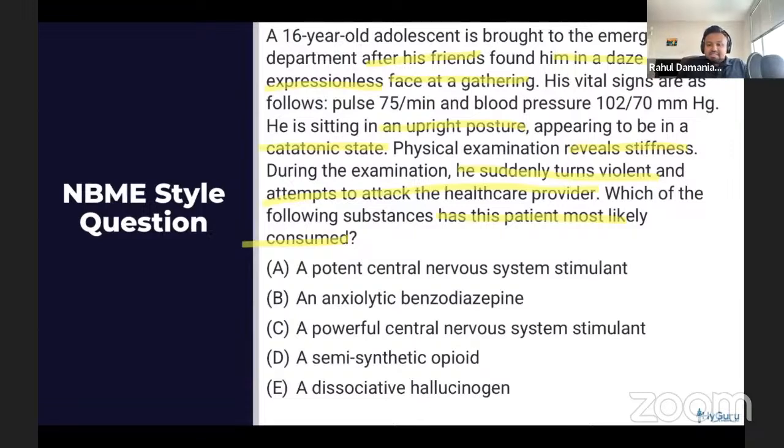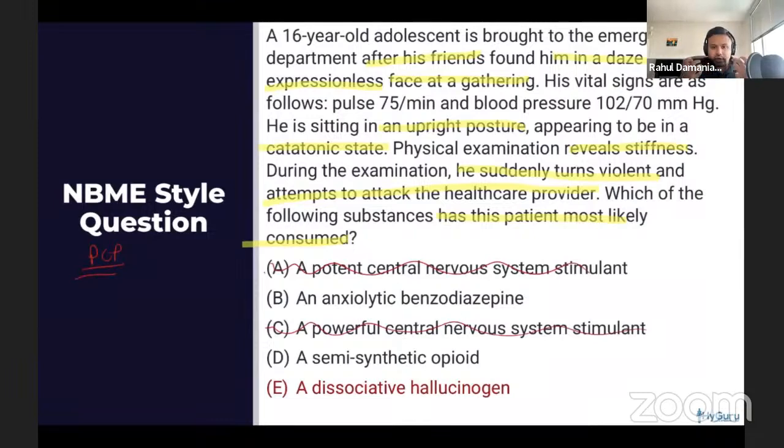A, a potent CNS stimulant; B, an anxiolytic; C, a powerful CNS stimulant. Sorry, A and C may be the same answers when I wrote it. D, a semi-synthetic opioid, or E, a dissociative hallucinogen. So pick between D and E. What do you think is the best answer here? Good. And think to yourself, what do you think is this hallucinogen? This is probably PCP because of the increased amounts of aggression.